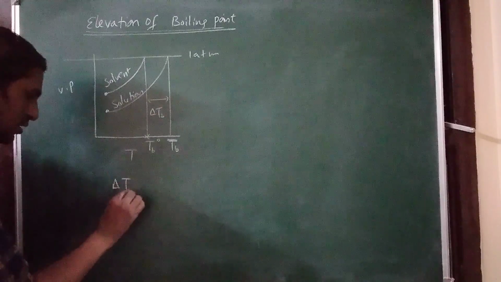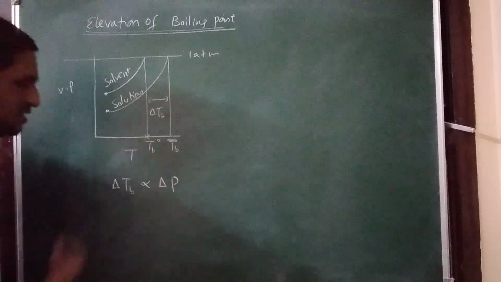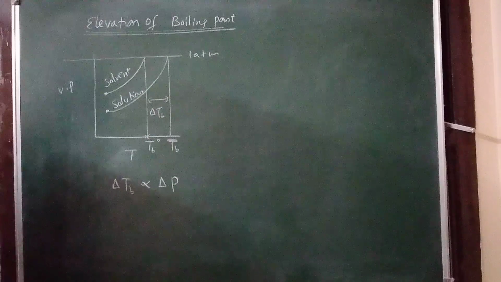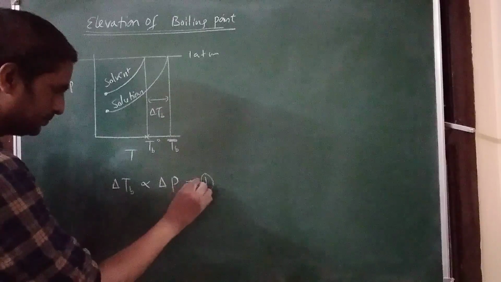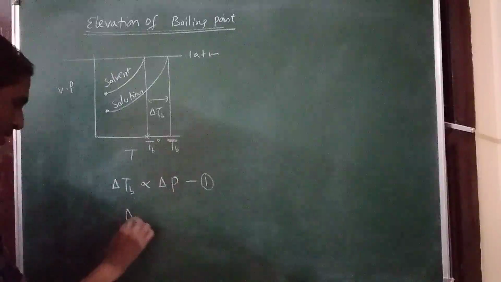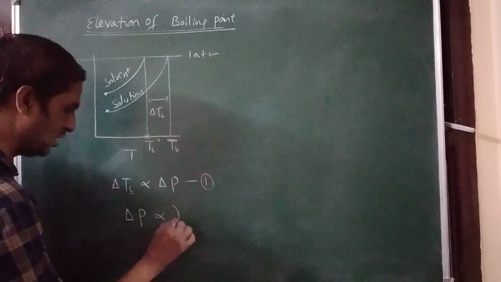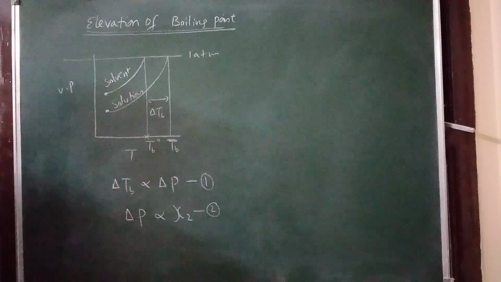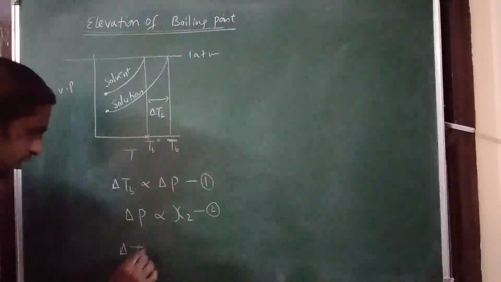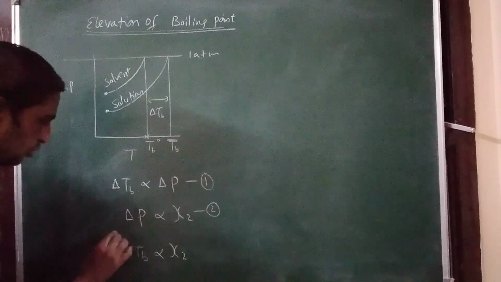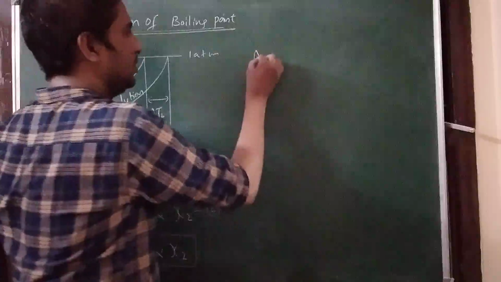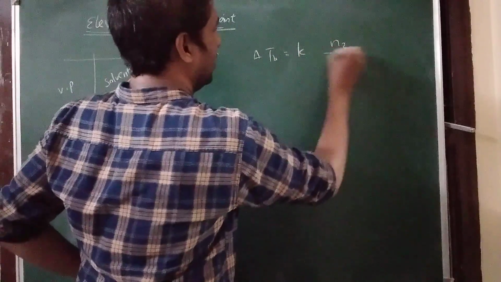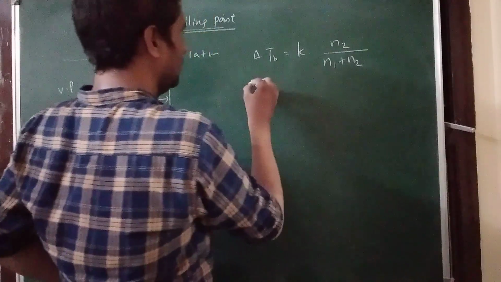This delta TB is directly proportional to the difference in vapor pressures. As the vapor pressure difference increases, the elevation of boiling point also increases. Let this be equation 1. This difference in vapor pressure is directly proportional to the number of solute particles, that is, the mole fraction of the solute. From 1 and 2 we can write delta TB is proportional to the mole fraction of the solute. Delta TB is equal to some constant K into the mole fraction, N2 by N1 plus N2.